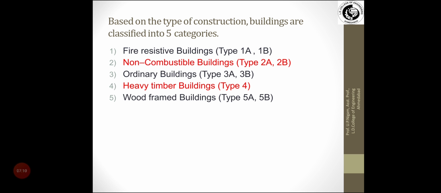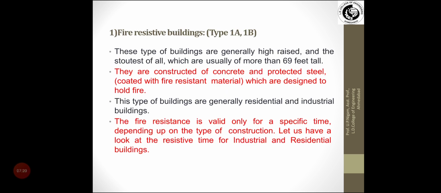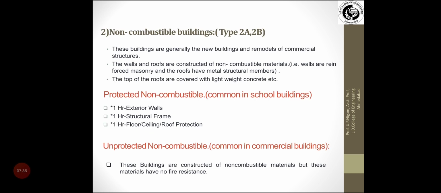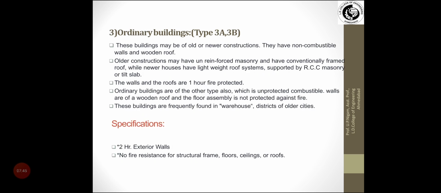The first is fire resistive buildings, and the second is non-combustible buildings. Then the third is ordinary buildings, then heavy timber buildings, and wood framed buildings. Fire resistive buildings are generally high rise buildings, constructed of concrete and protected steel coated with fire resistant materials. So these are the categories. The non-combustible buildings are generally new buildings, modeled on commercial structures. These are of the protected non-combustible and unprotected non-combustible type.